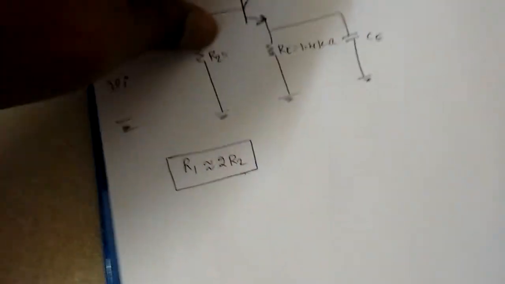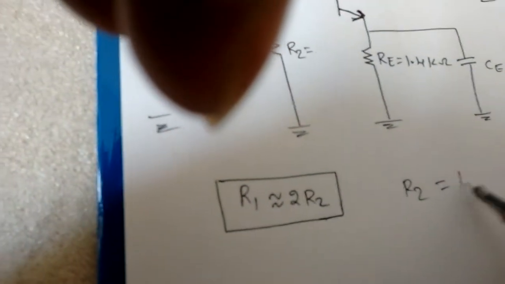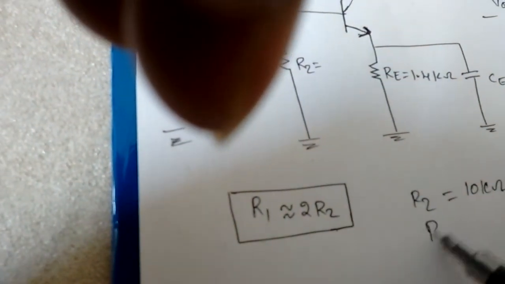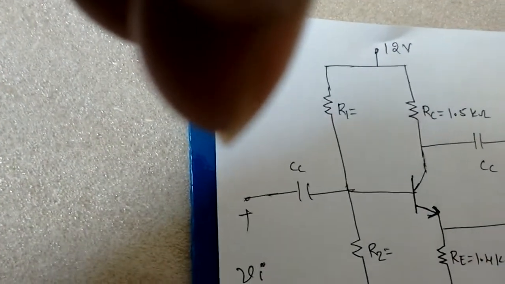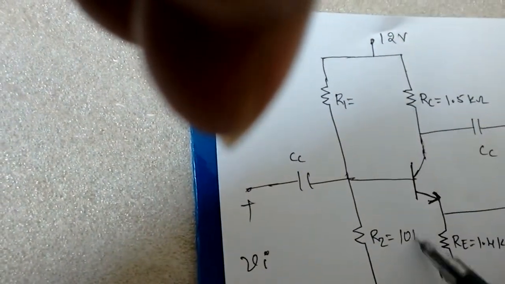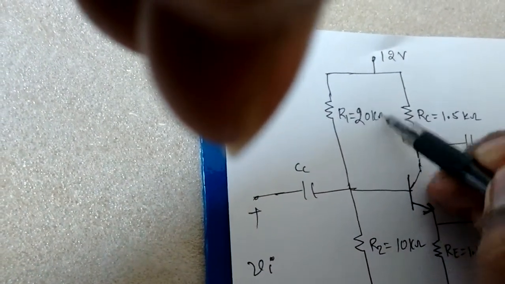In this case I am assuming R2 as 10 kilo ohm. Then R1 will become 20 kilo ohm. So I am placing that one. R2 I am assuming 10 kilo ohm, and R1 will become 20 kilo ohm.